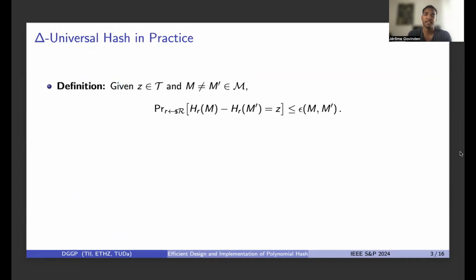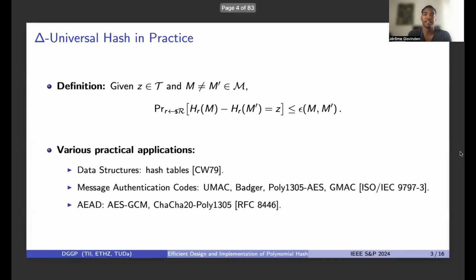As introduction, the security notion satisfied by a polynomial hash is what we call delta universality, meaning that given the value z, it is hard to find two distinct messages m, m' for which the difference between two evaluations of the hash function h is equal to z. It has multiple practical applications, such as in data structures, in message authentication codes, and AEAD. ChaCha20-Poly1305 is notably a popular AEAD scheme based on Poly 1305.